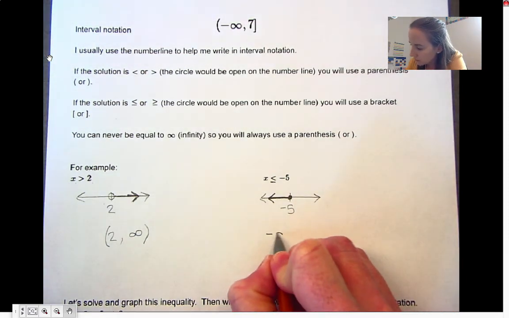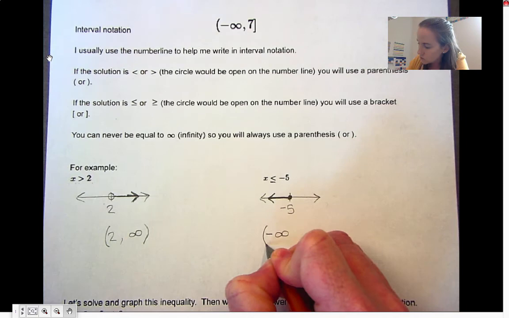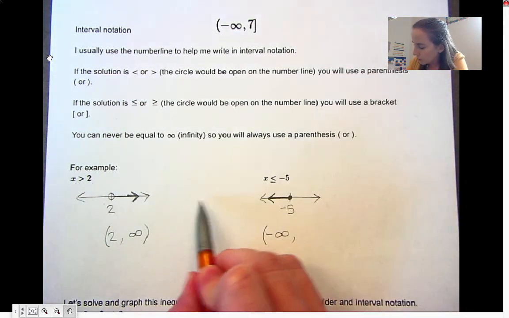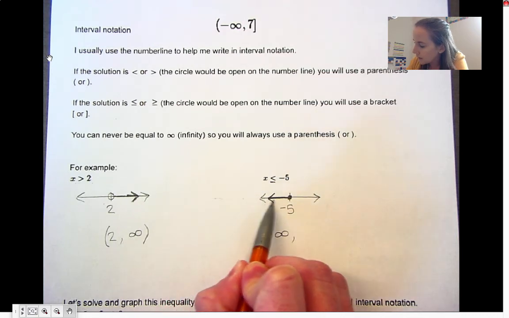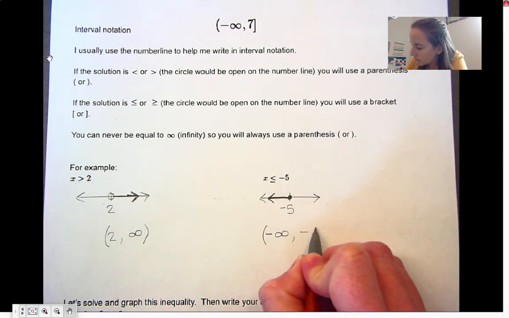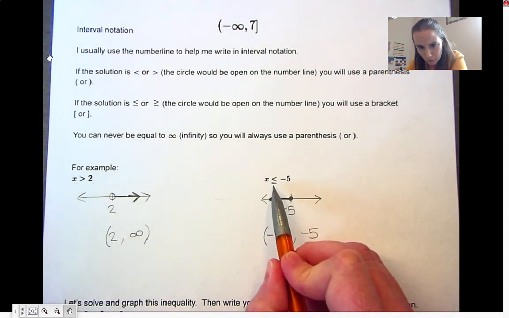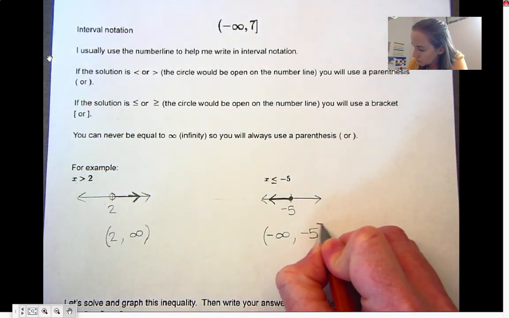we would say there's no real starting point. So I'm coming from negative infinity. Now, can I be equal to negative infinity? No. So you need an open parentheses on that side, comma, where do I stop? Well, I'm coming from negative infinity. If I drew my line out, I'm coming from negative infinity, and I stop at -5. And can I be equal to -5? Based on what we said here and the closed dot, yes, you can, so you do a bracket.